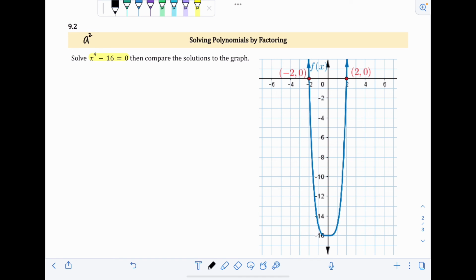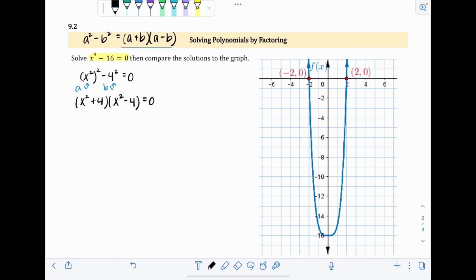Difference of squares is a squared minus b squared, and that factors into a plus b times a minus b. So I'm going to rewrite my equation with what quantity is being squared. So x to the 4th is x squared squared, and then minus 16 is minus 4 squared equals 0. Now I can see my a is x squared, my b is 4, so I'm going to put it into this formula to factor. So it'll be a plus b, x squared plus 4, a minus b, x squared minus 4 equals 0.